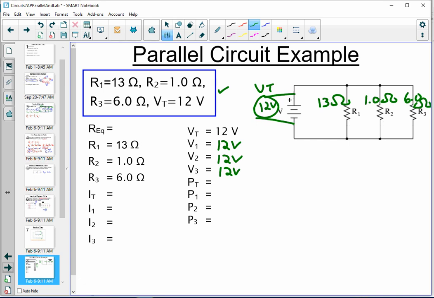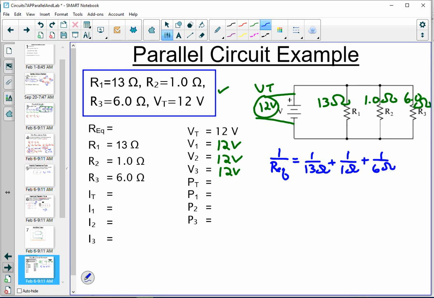The next thing we should probably find is the equivalent resistance of the circuit. Here we have a 13, a 1, and a 6 ohm resistor all in parallel. So 1 over the equivalent resistance will be 1 over 13 ohms plus 1 over 1 ohm plus 1 over 6 ohms.